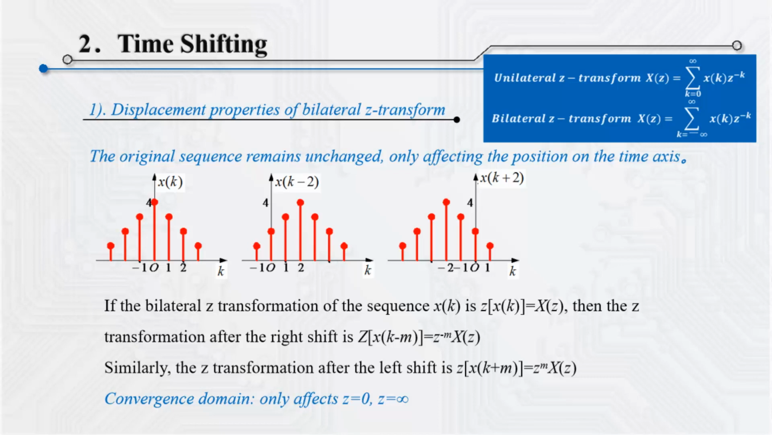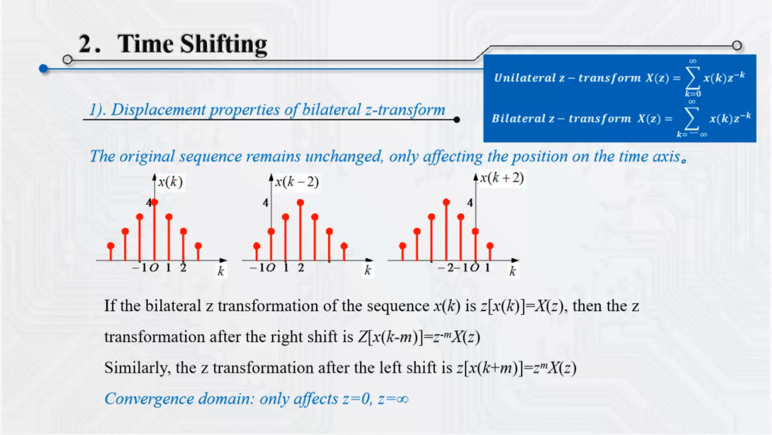First, let's look at the shift characteristics of the bilateral Z transform. Shift properties for bilateral Z transform. As you can see from the picture, for the original sequence x of k, if its corresponding Z transform is x of z, then when x of k is shifted on the time axis, whether it is right or left, we can see according to the corresponding definition of Z transformation.